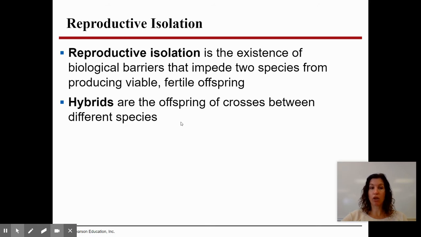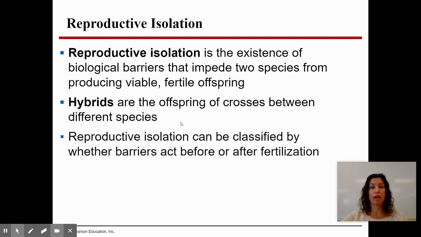Hybrids are the offspring of crosses between different species. So a hybrid is like a mule, a cross between a horse and a donkey. You've heard of ligers, a cross between a tiger and a lion. Those are very rare, but they do occur sometimes. Reproductive isolation can be classified by whether barriers act before or after fertilization.